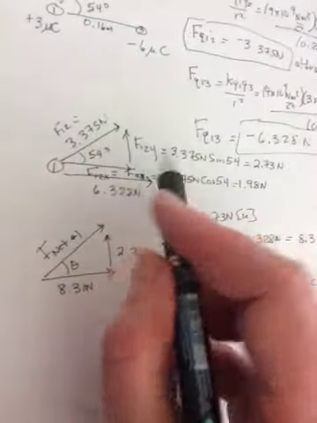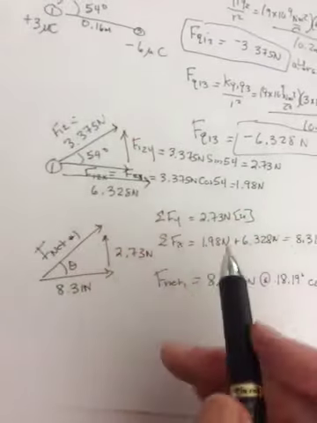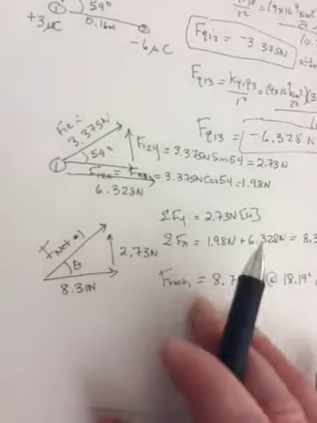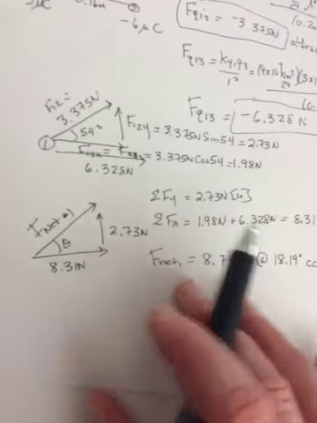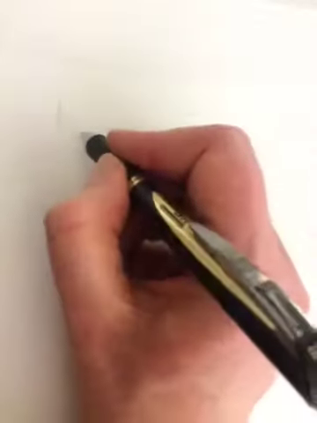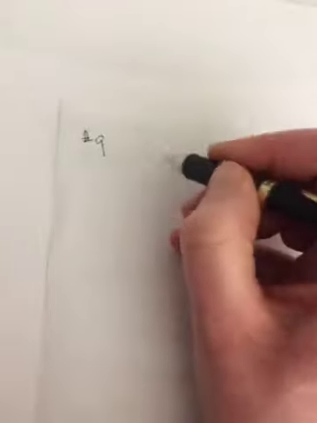Okay, so when you have something at an angle, find its components, then add up all the forces in the x, add up all the forces in the y, and then do the Pythagorean theorem and the angle. So that is number 8. Number 9 is not nearly as bad. And we're going to run out of time.